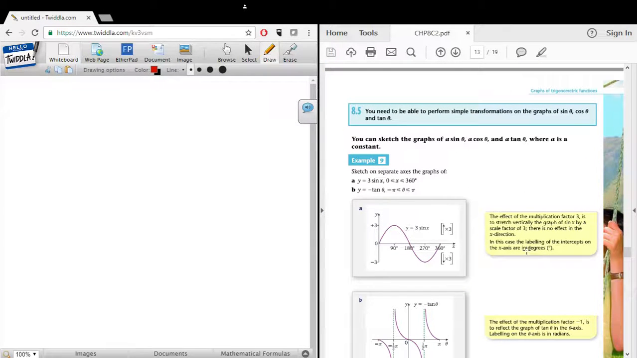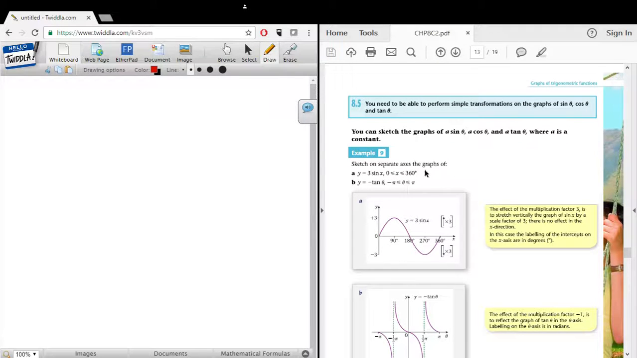At 8.5, you need to be able to perform simple transformations on the graphs of sine, cos and tan theta. This relates back to C1, where we did transformation of curves. Now remember that when we discussed transformation of curves, we went through some examples demonstrating how variables, when added or multiplied, can alter the look of the graph, or the position of the graph more so.